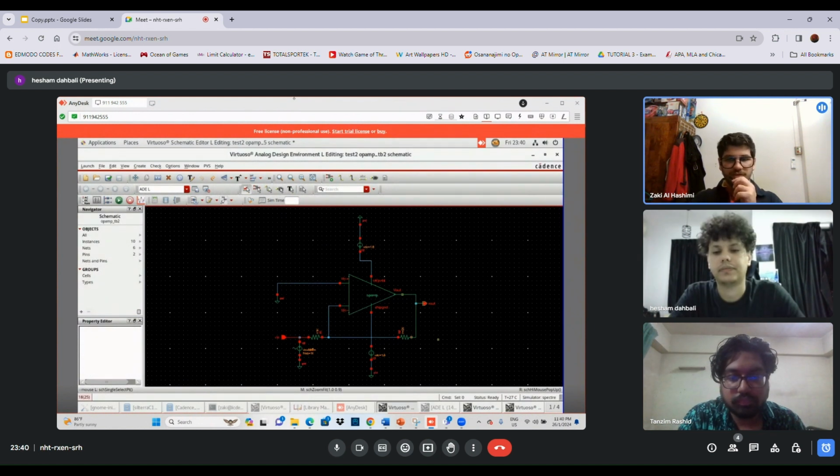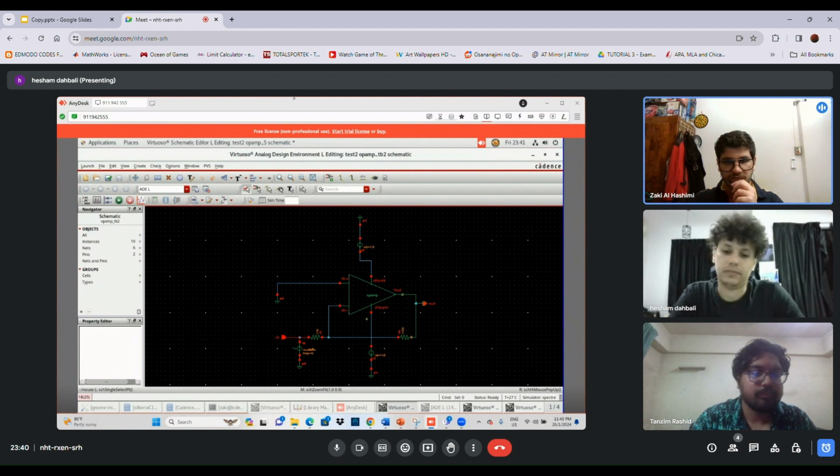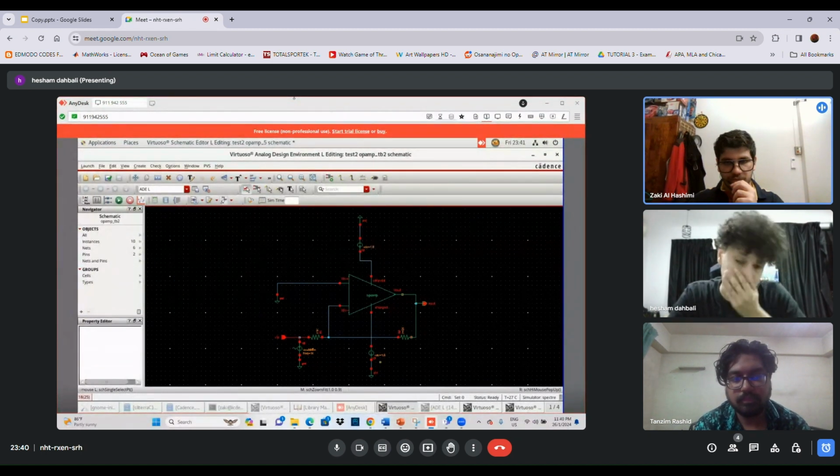All right. So now that we have the test bench open, we have connected a VDD of 1.8 volts and a VSS of negative 1.8 volts, which is represented by this 1.8 volt voltage source connected in reverse. And since this is an inverting amplifier, the non-inverting port is connected to ground, and our actual input voltage, which is here, is connected to the inverting port.